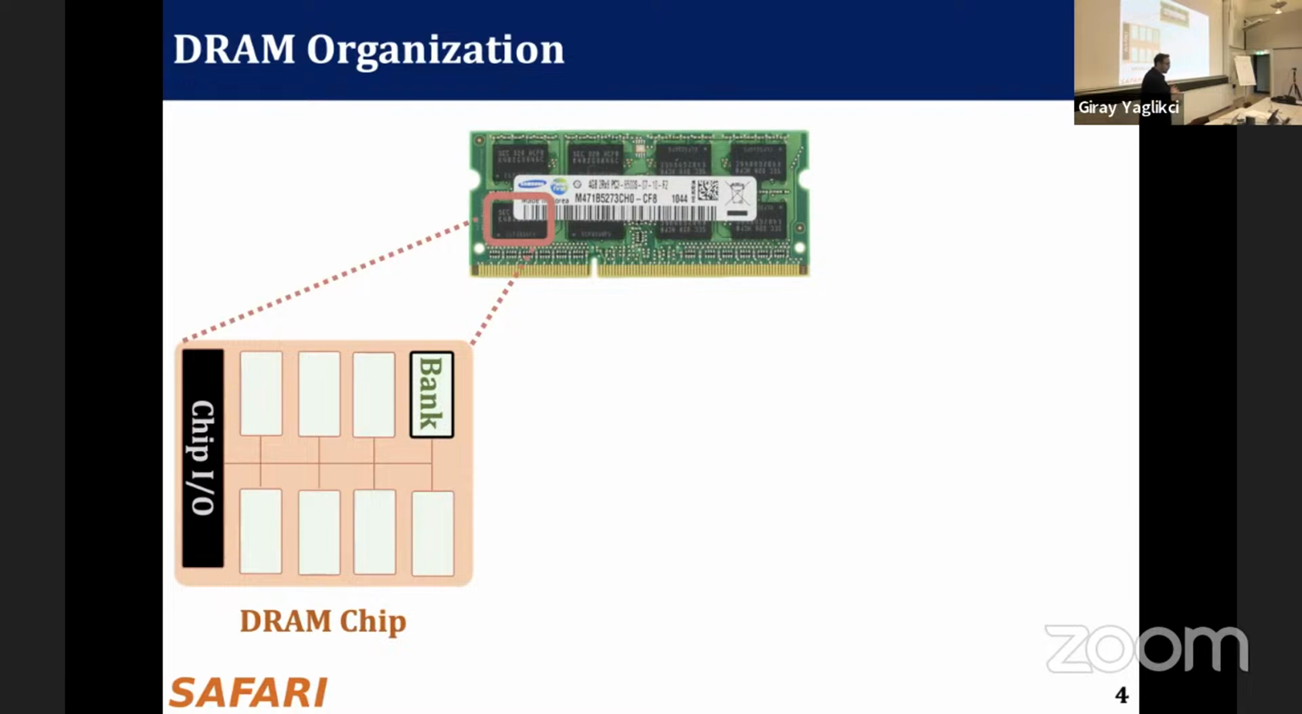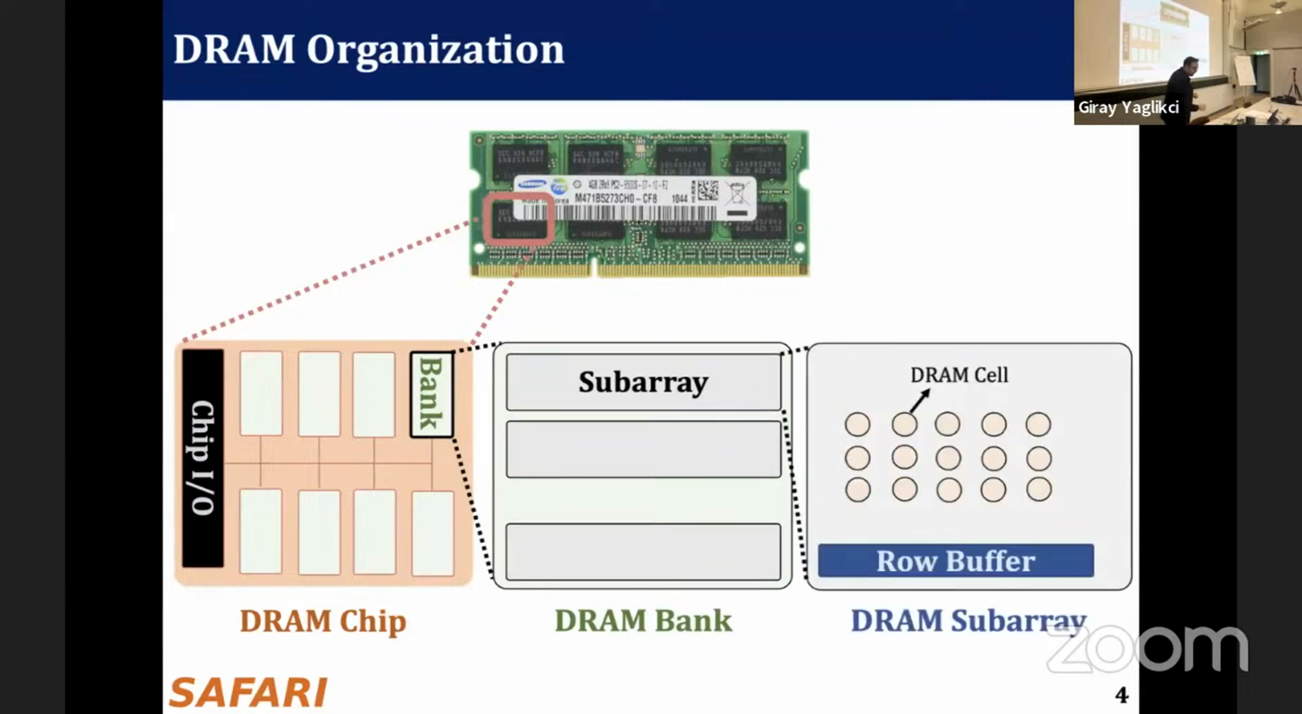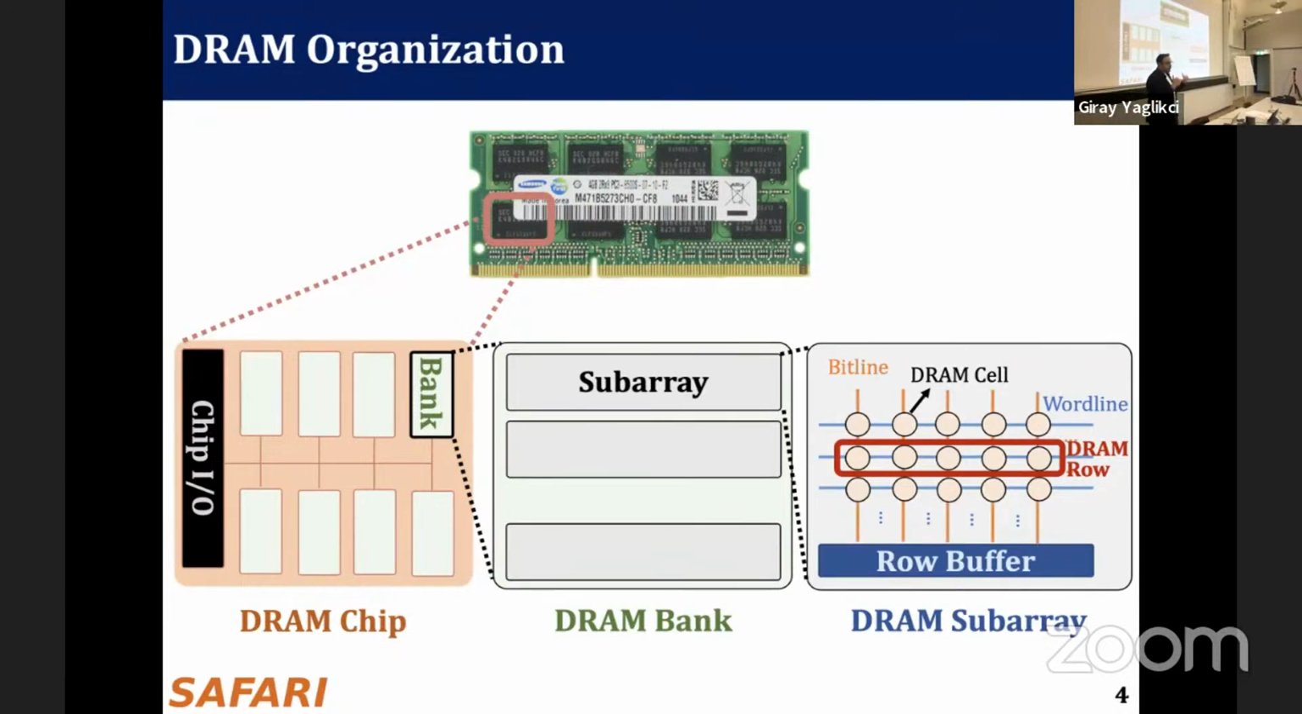And within a DRAM chip, this is the general organization. I'll just quickly go over it. Within a DRAM chip, we have multiple banks. And in each bank, we have these smaller arrays called subarrays. And within each subarray, we have DRAM cells organized in two-dimensional arrays of rows and columns. And as we discussed yesterday and last week as well, internally we access DRAM rows in a DRAM row granularity by fetching their data down to the row buffer.